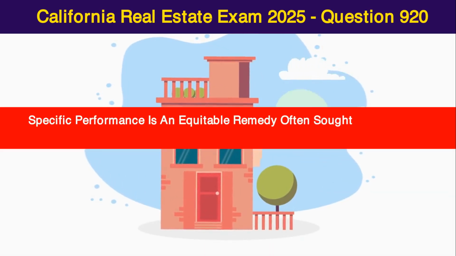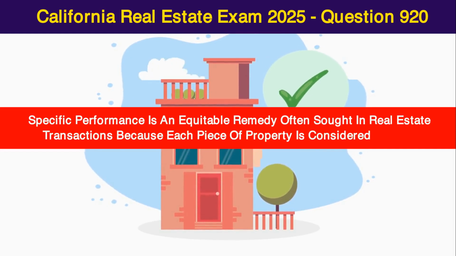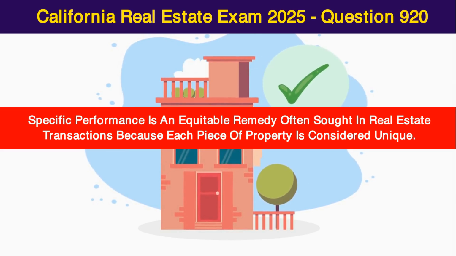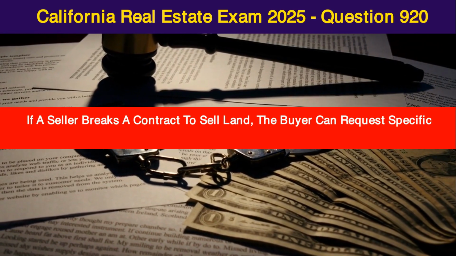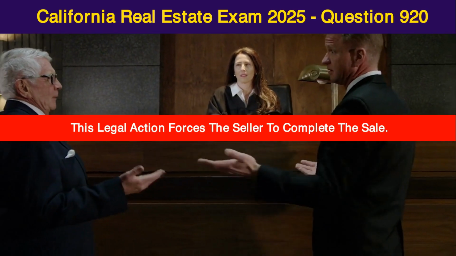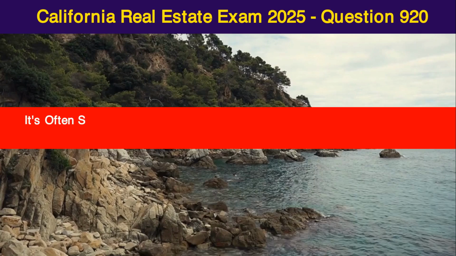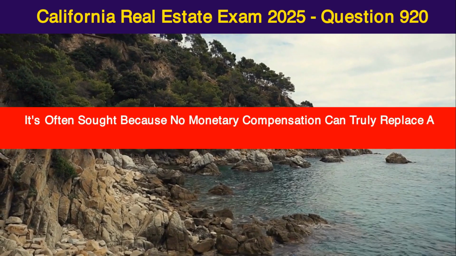Specific performance is an equitable remedy often sought in real estate transactions because each piece of property is considered unique. If a seller breaks a contract to sell land, the buyer can request specific performance from a court. This legal action forces the seller to complete the sale. It's often sought because no monetary compensation can truly replace a unique parcel of land.